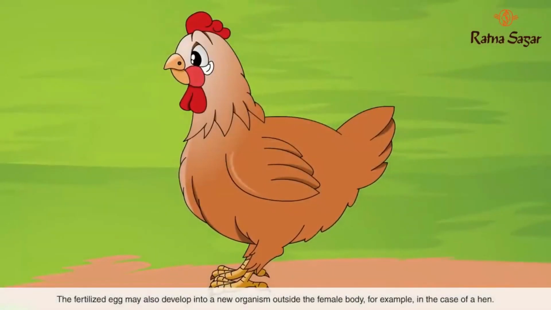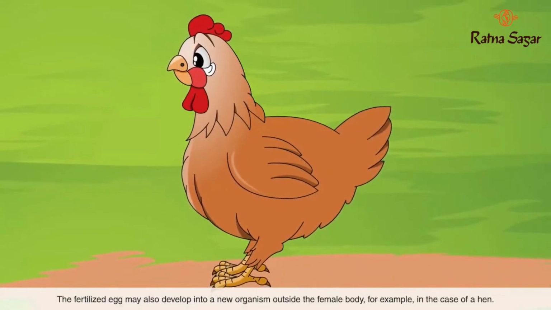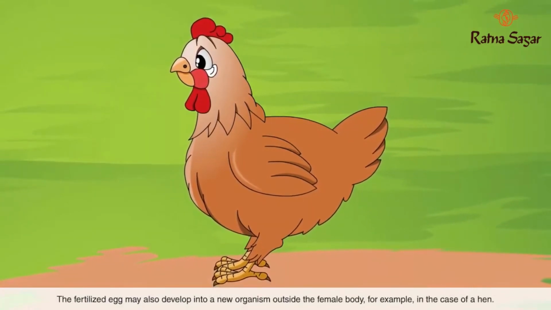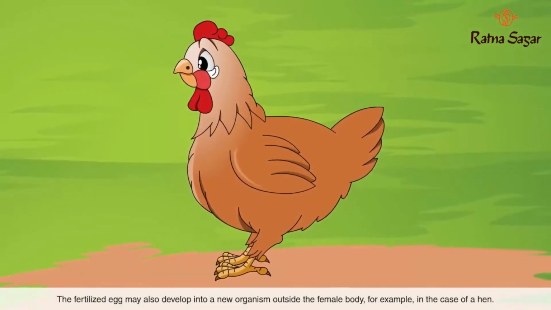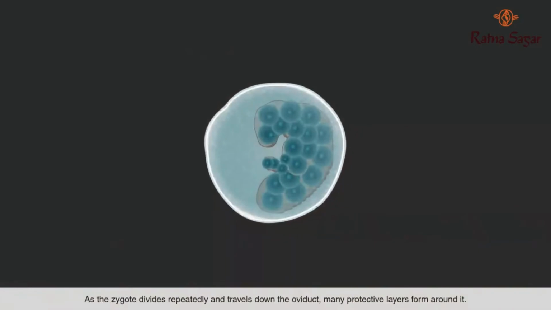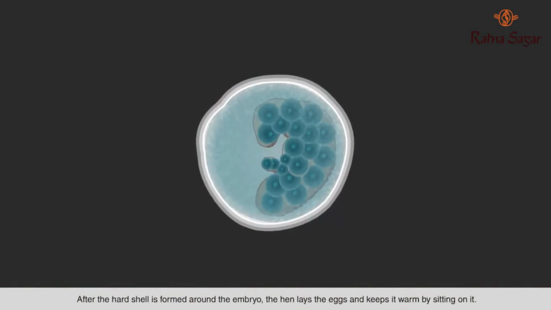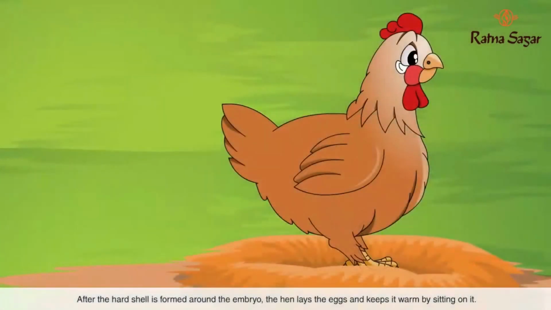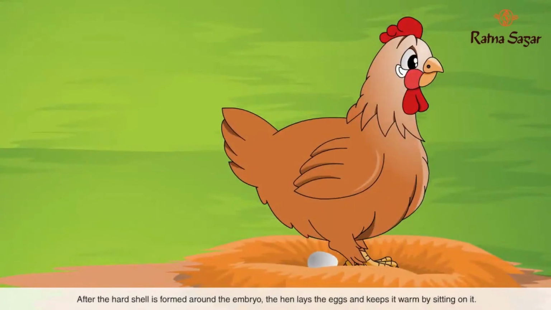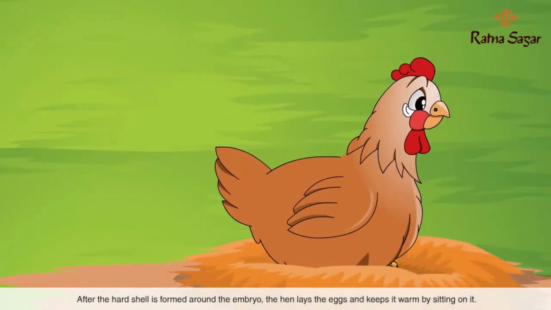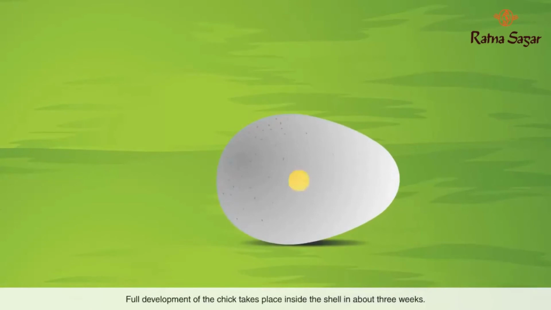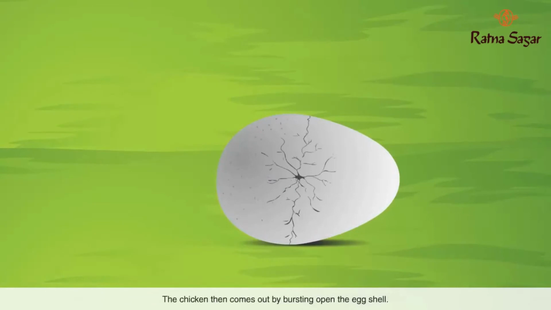The fertilized egg may also develop into a new organism outside the female body, for example, in the case of a hen. As the zygote divides repeatedly and travels down the oviduct, many protective layers form around it. After the hard shell is formed around the embryo, the hen lays the eggs and keeps it warm by sitting on it. Full development of the chick takes place inside the shell in about 3 weeks. The chicken then comes out by bursting open the eggshell.